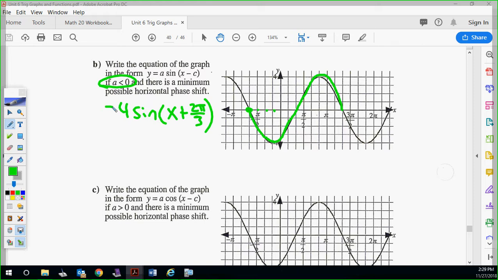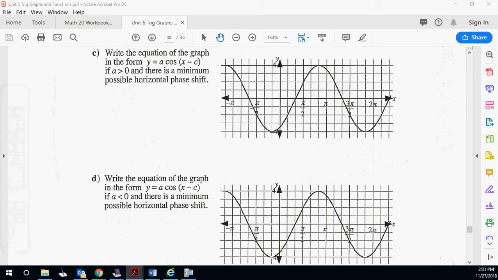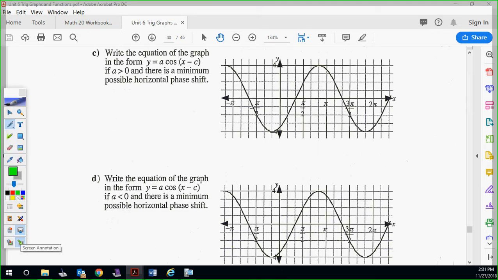Okay, cool. All right, now let's look at the cosine one. Write the equation of the cosine graph where A is positive. So cosine starts at 1. So that means the cosine graph we want is right here. That's the one that's closest for a phase shift, right here. You see that? Because cosine starts at 1, because the x value at 0 is 1, so cosine starts high.